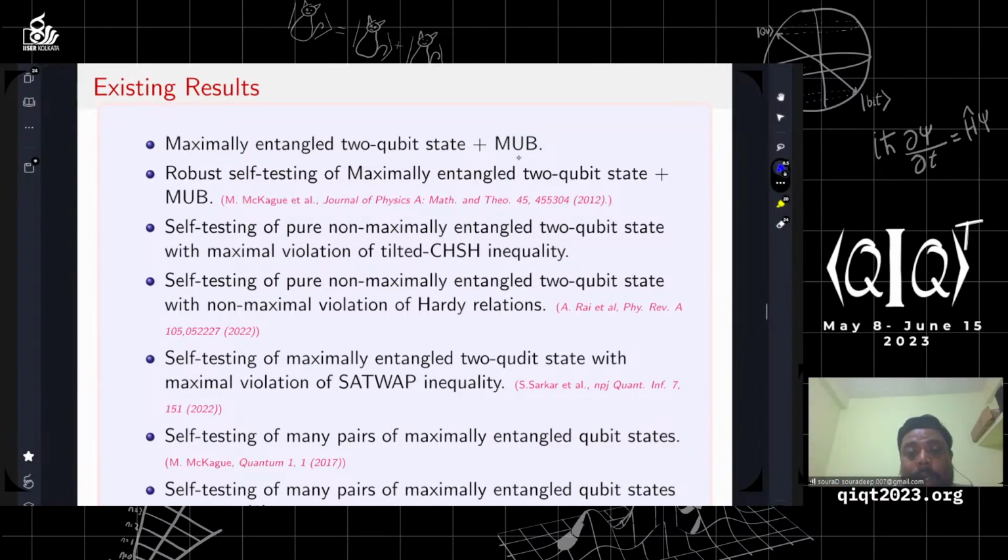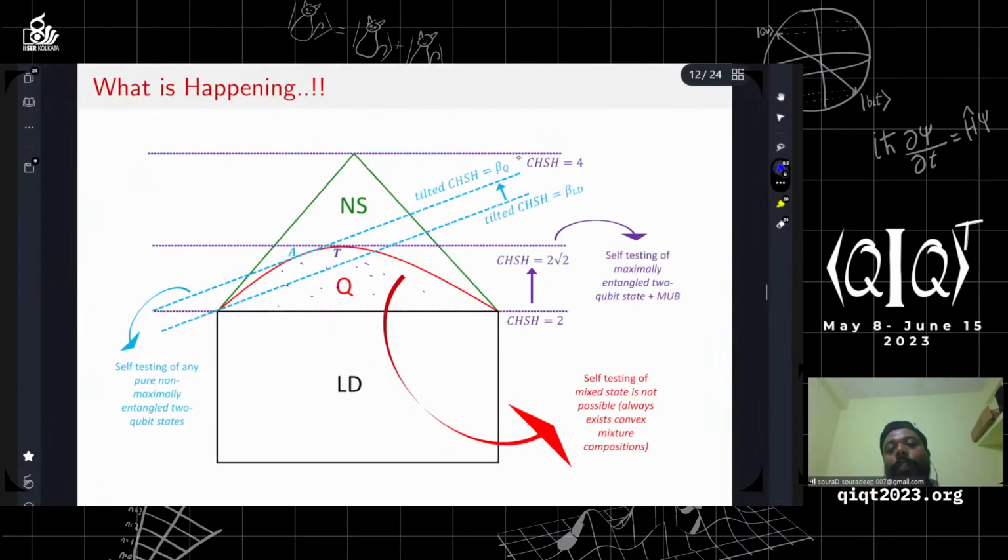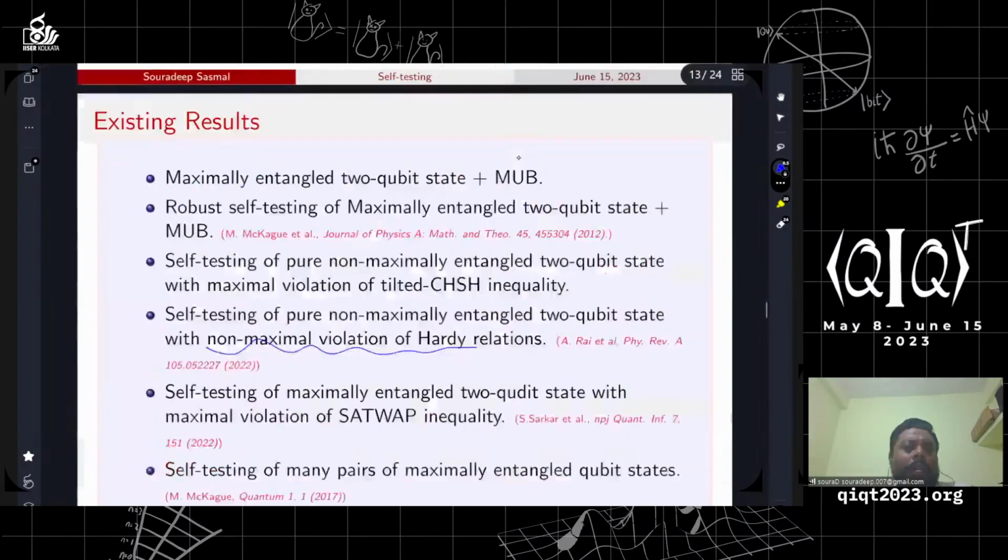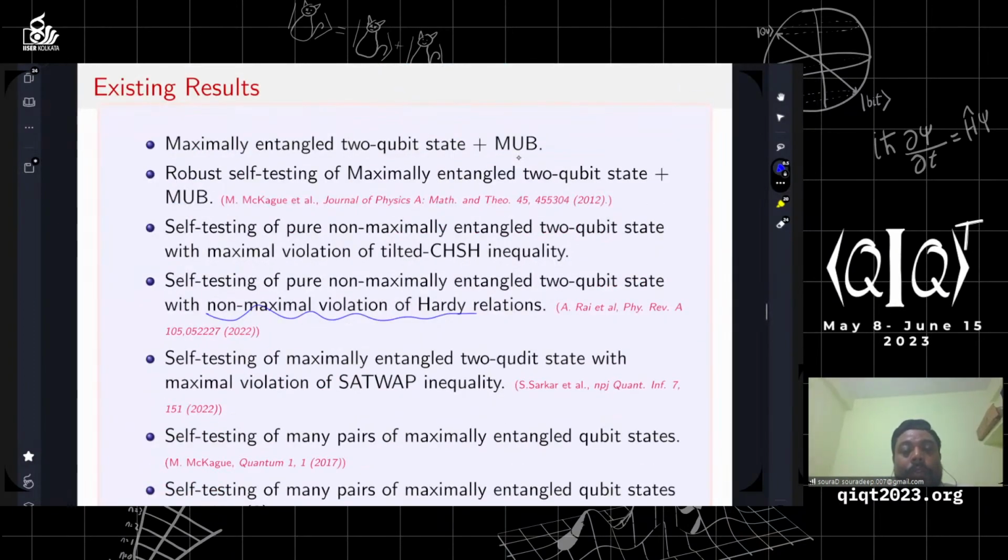Also, pure non-maximally entangled state has been self-tested, and interestingly, self-testing of pure non-maximal entangled state with non-maximal violation of Hardy relation has been shown. It is very interesting, because what I just argued is that for self-testing you need maximum violation of a Bell inequality because of a tangent, but Hardy relations have some peculiarity. That's why it gives the self-testing in non-maximal violation.